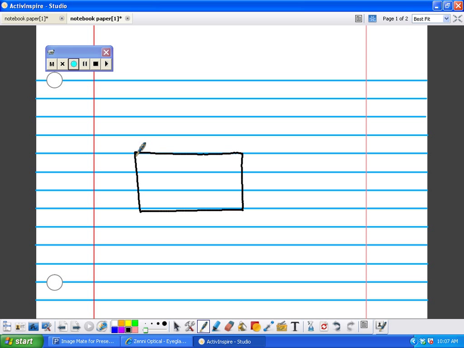Okay? Let's try. This is 15 inches, and this is 8 inches. This is 15 inches, and this is 8 inches. I want you to find the area.